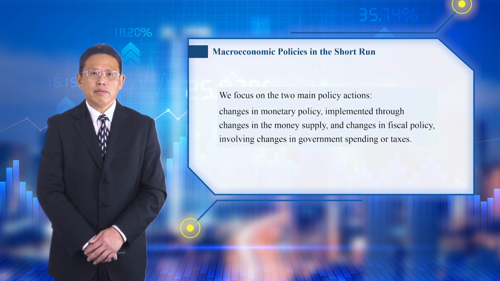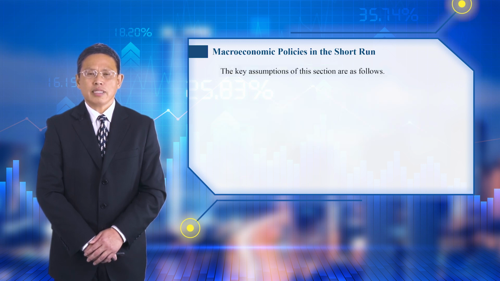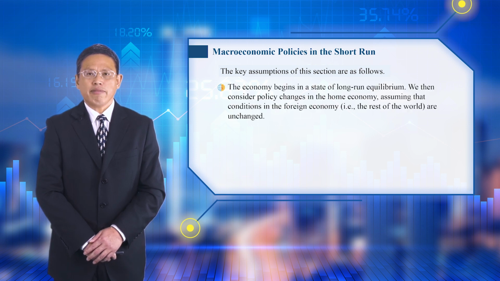We focus on the two main policy actions: changes in monetary policy, implemented through changes in the money supply, and changes in fiscal policy, involving changes in government spending or taxes. The key assumptions of this section are as follows. The economy begins in a state of long-run equilibrium. We then consider a policy change in the home economy, and assume that conditions in the foreign economy, that is, the rest of the world, are unchanged.